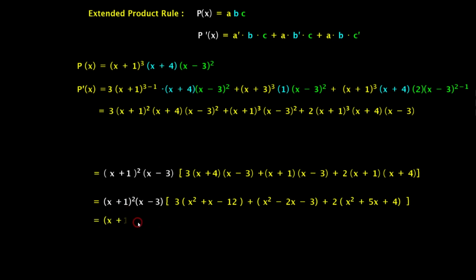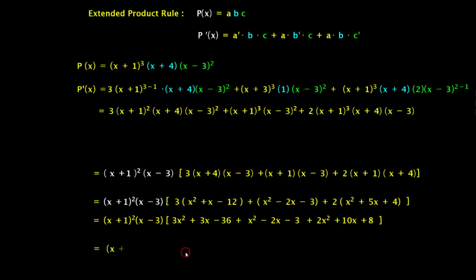(x plus 1) to the power of 2 times x minus 3 will remain the same, and in the bracket is going to be distribution. It's going to be 3 times the x squared, 3 times the x, and 3 times the negative 12, which makes it 3x squared, 3 times the x is 3x, 3 times the negative 12 is negative 36. The middle term over here, positive in front, taking the parentheses out, everything will remain the same. So it's x squared minus 2x minus 3. And the last part is going to be 2 times x squared, 2 times 5x, and 2 times 4. What we get is 2x squared, plus 10x, 2 times 4 is 8.